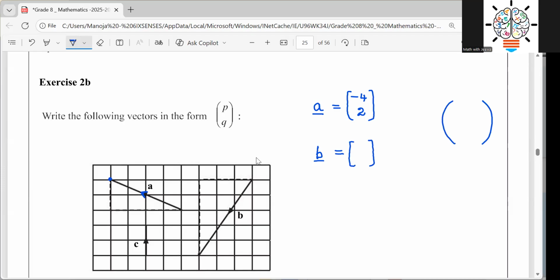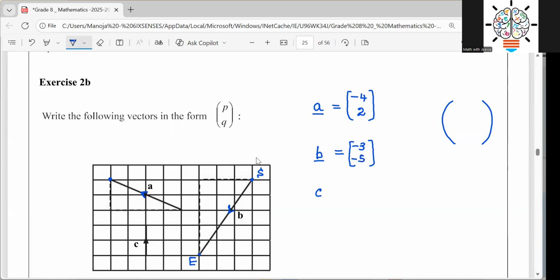And here, this is the starting point. How did I realize the starting point? Because of this arrow. And this is the end point. For that, how many steps should I go horizontally? 1, 2, 3. 3, so then this should be -3. Right? And down 1, 2, 3, 4, 5. So down it is -5.